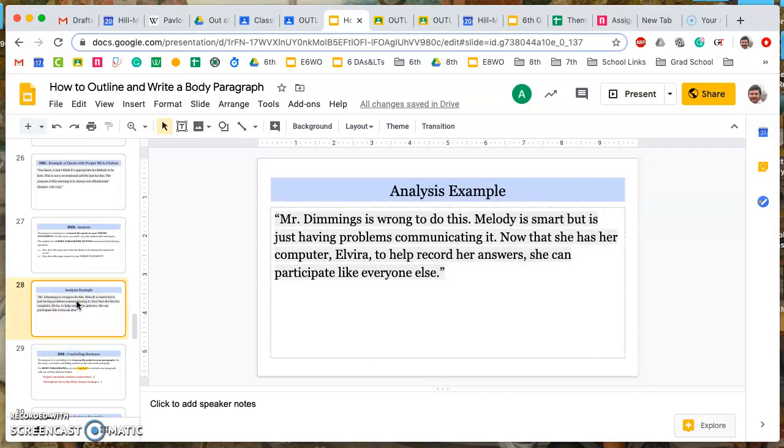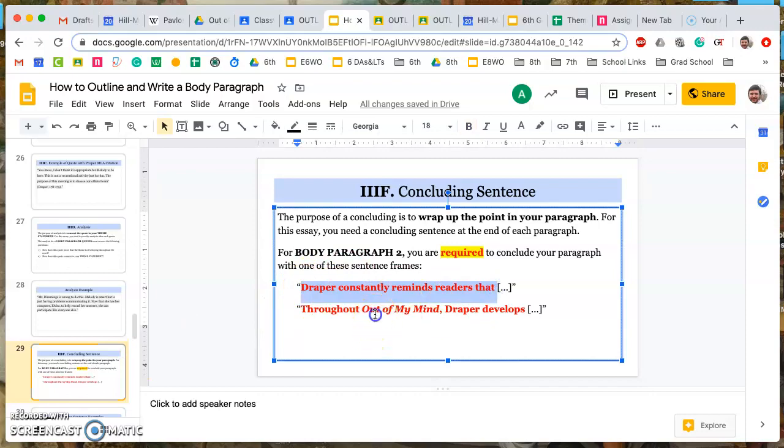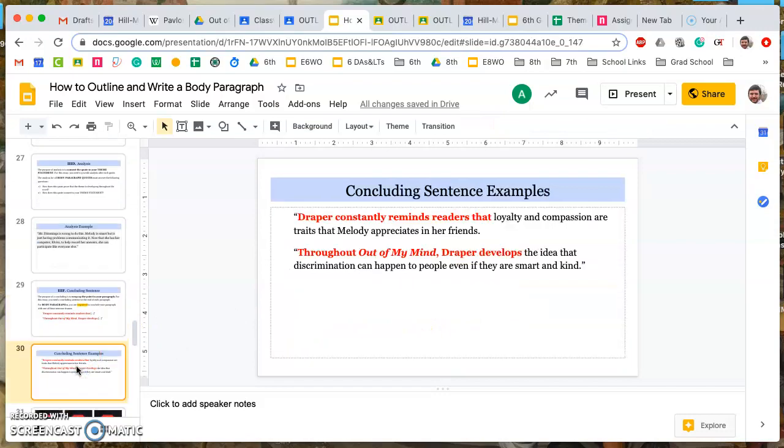And really, when in doubt, always connect to your theme statement. Bring it back to your theme statement. If you're not sure what to write in a sentence, make sure that you are bringing it back to your theme statement, because the whole point of the essay is to prove that your theme is developing throughout this plot and throughout this novel. That's why you're bringing in these quote examples and giving them context and everything. And just like the first one, you need a concluding sentence. And again, you need to use one of these sentence frames for the concluding sentence. And there are examples right here.